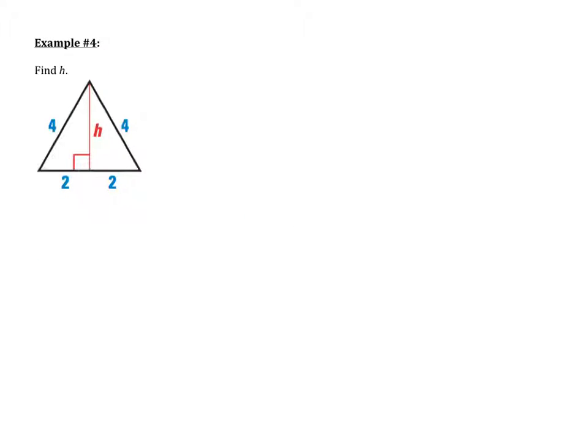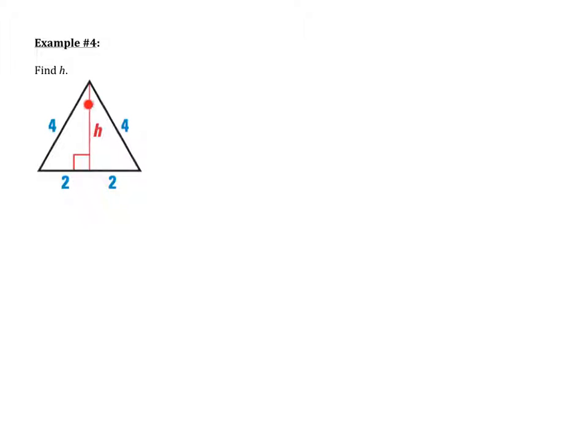So now we're on to example number 4. They want us to find the height of this triangle. So remember, the height is the same as the altitude. First we need to recognize that we actually have an equilateral triangle, since this is 4, 4, and 4. An equilateral triangle is also an equiangular triangle, so that means that each angle is the same. Knowing that 180 divided by 3 is 60, each angle is 60 degrees.